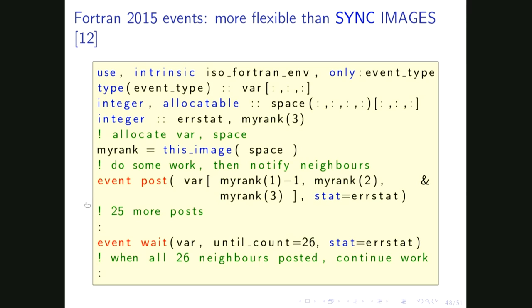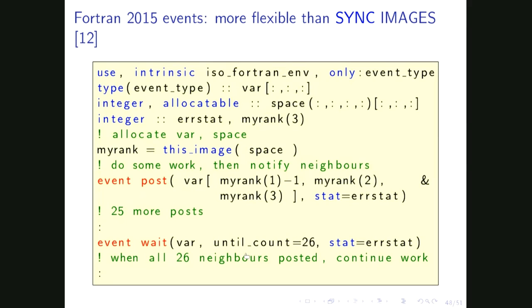Each image in this example posts an event to all its 26 neighbors. So you have to know that we use the same Moore's neighborhood for images within a 3D grid as for cells within a 3D CA itself. At the same time, each image waits here for 26 events, which will come from its 26 neighbors. And when this counter reaches 26, the image which executes this call knows that all 26 neighbors posted their data and it can proceed further.